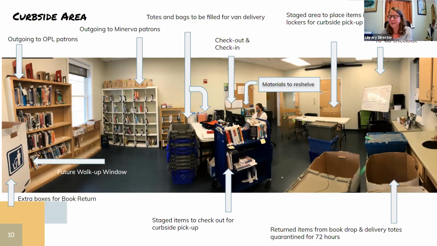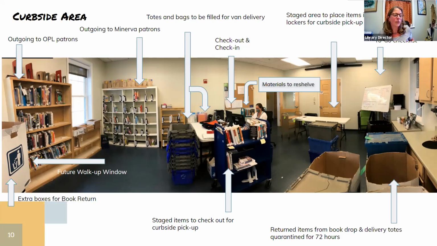There's Louise checking things in and out. And behind her is a cart with materials to reshelve. The table in the back is where we stage the items to go out into the lockers. And in the right corner is our to-do checklist on a whiteboard. So we all know what's going on and what still needs to happen. That's just been really a great way to organize our day.